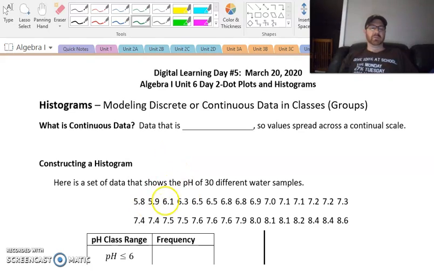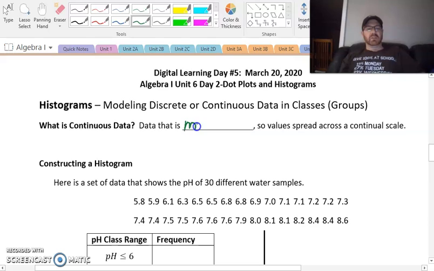And that's what I'm going to focus the examples on here, but you could see how easily we could get the ones that are counted as well. So what is continuous data? Continuous data is data that is measured. It's measured, so the values are going to spread across a continual scale.